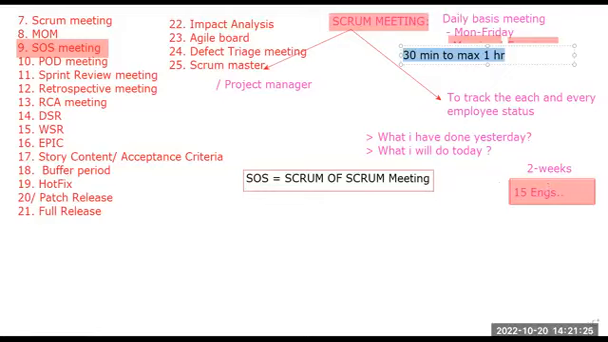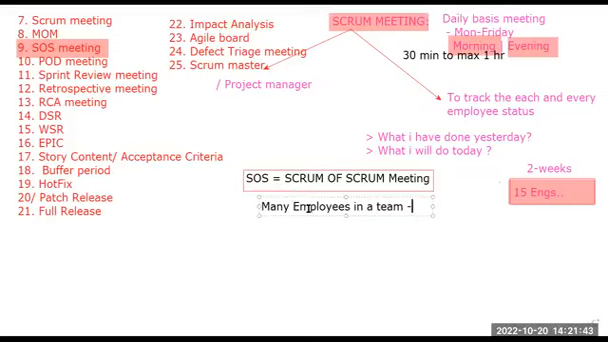So remember that whenever we have many employees in a team, we can have this Scrum of Scrums meeting. It means we can split the Scrum meeting into 2 Scrum meetings. Like one we will have the Scrum 1 meeting, and second we will have the Scrum 2 meeting. We are going to split into 2 meetings if we have more team members in a project.